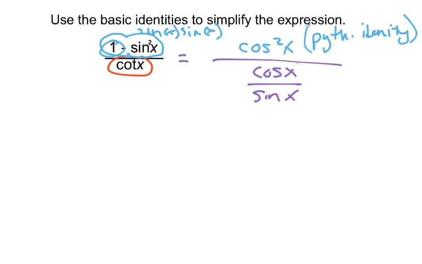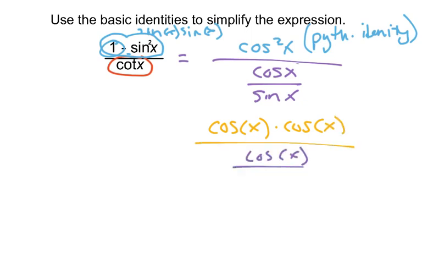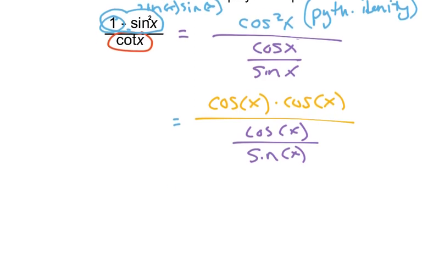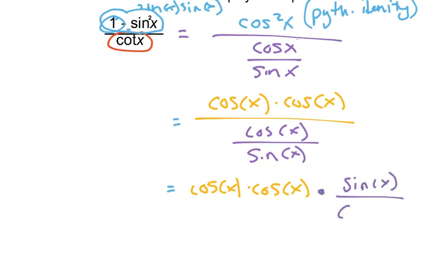Of course, this is when we would want to rewrite our cosine squared. So we've got cosine squared as cosine of x times cosine of x. And then we still have this fraction of cosine of x over sine of x. But of course, if you flip your fractions and multiply by your reciprocal, we can get rid of division. So I can rewrite this as cosine of x times cosine of x times the flip of the other fraction, so sine of x over cosine of x.